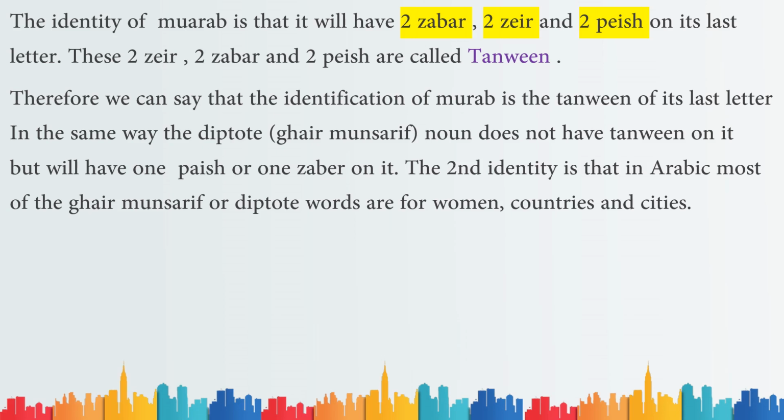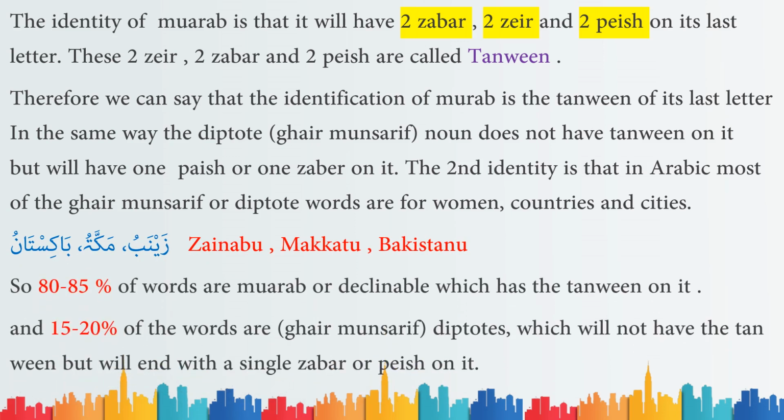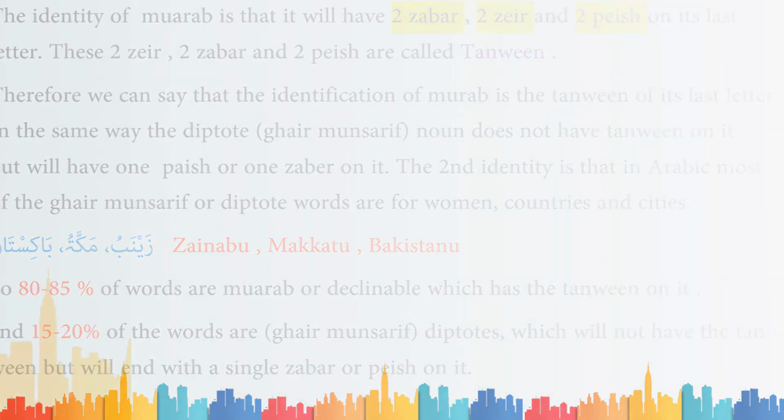The second identity is that in Arabic, most of the غير منصرف or diptote words are for women, countries and cities. For example, Zainabu, Makkatu, Pakistanu. So 80 to 85% of words are mu'arab or declinable, which has the tanween on it. And 15 to 20% of the words are ghair munsarif, diptotes, which will not have the tanween but will end with a single zabar or pesh on it.